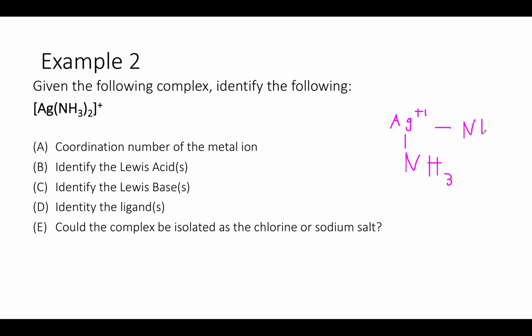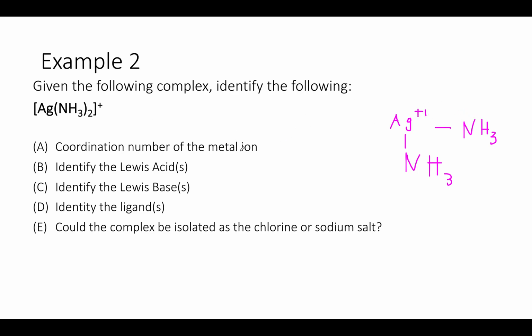So your structure would look something like this. You could have an isometric shape here, so the NH3s could go anywhere. I knew that the silver has a +1 charge here because the NH3s are neutral and the complex has a total charge of +1. So the only thing that could be contributing to that +1 charge would have to be the metal or the Lewis acid. So I know it's a +1.